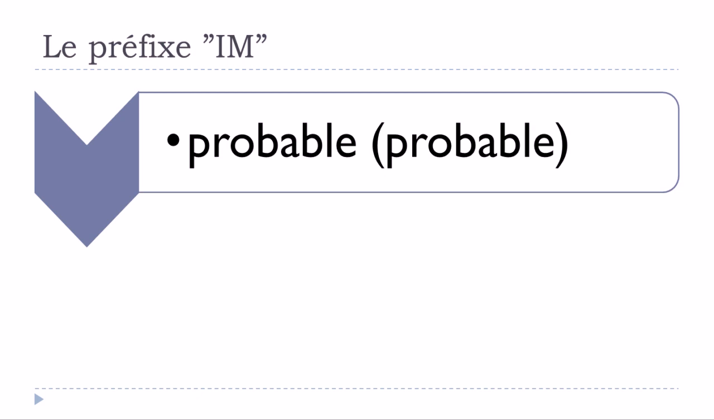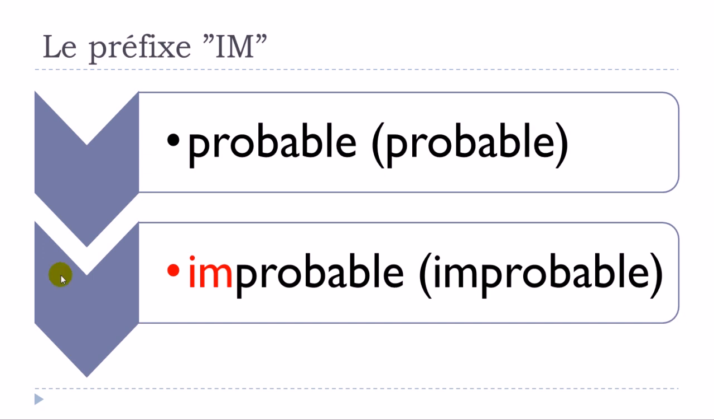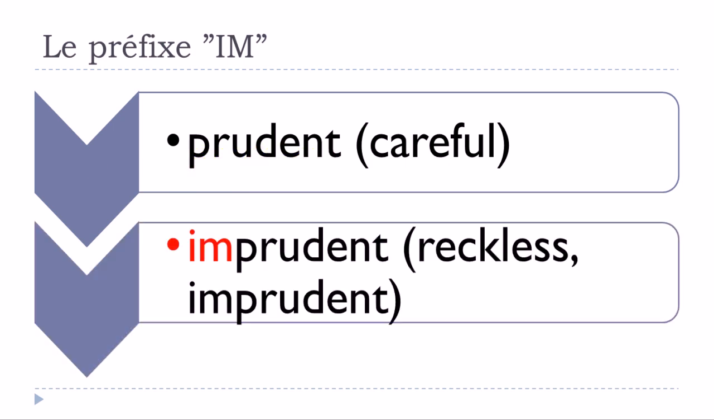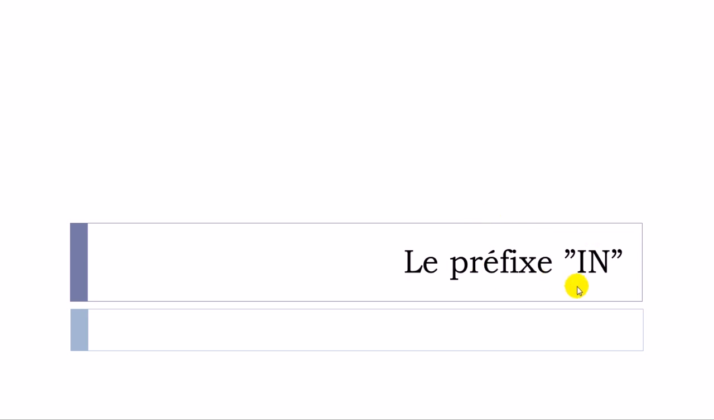Probable, probable. Improbable, improbable. Prudent, prudent. Imprudent, imprudent.